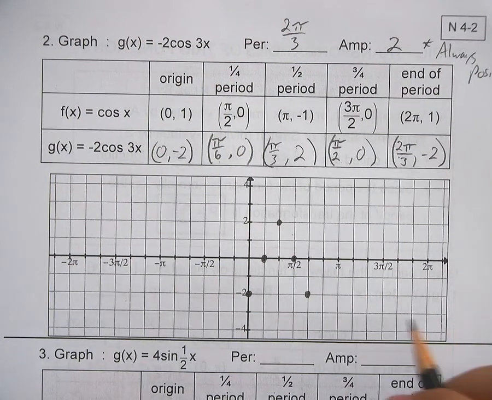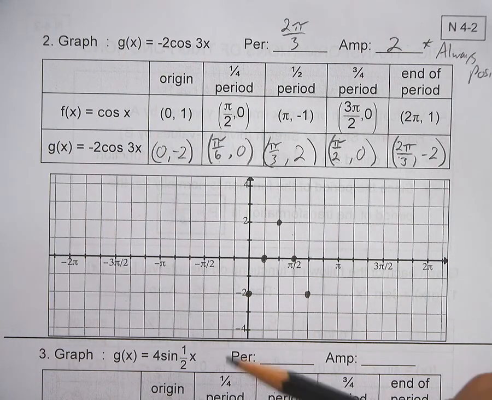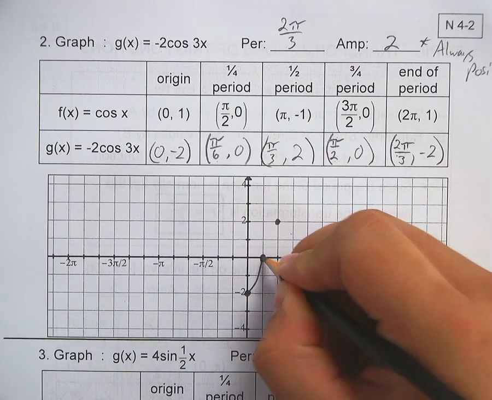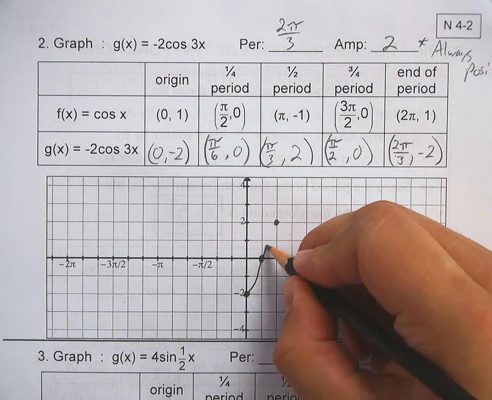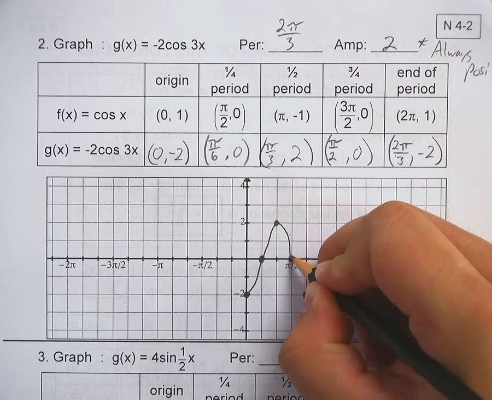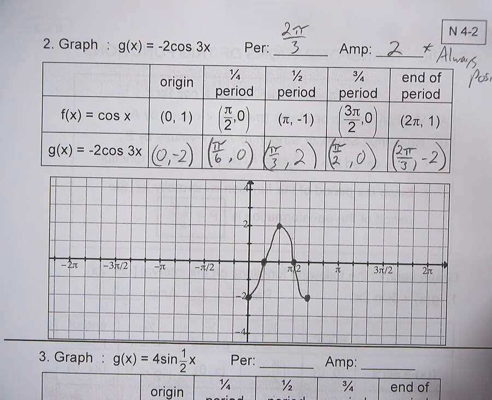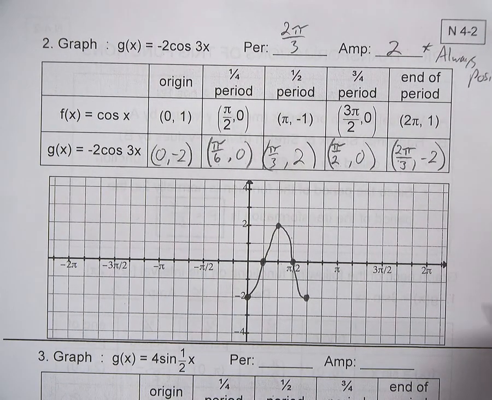And remember how I told you one period can go from crest to crest, trough to trough, as long as it includes one full crest and one full trough? Okay, here's your trough. That's half of a trough. Here's your full crest. Here's your other half of your trough. That is one period. And from there, you can just repeat.